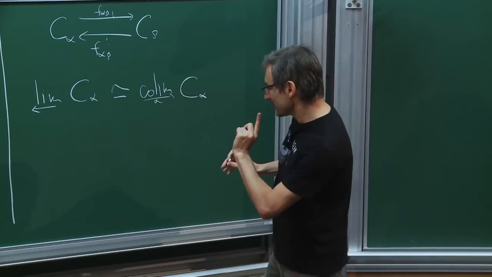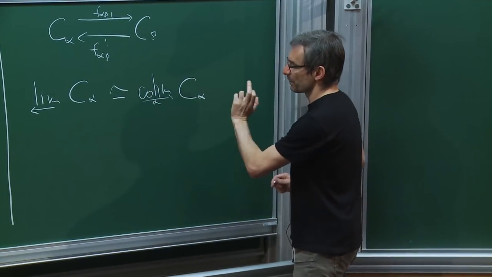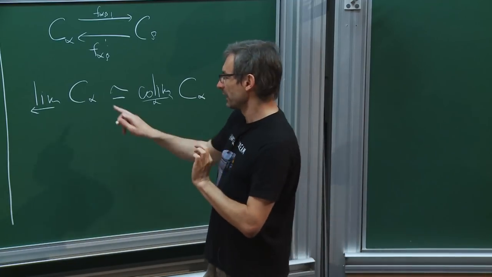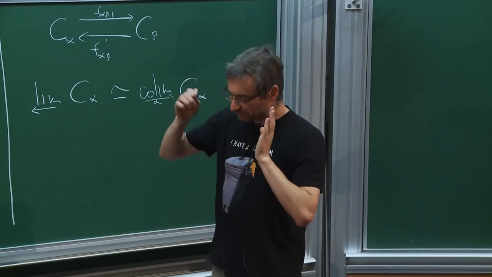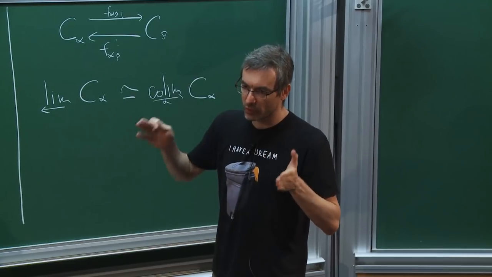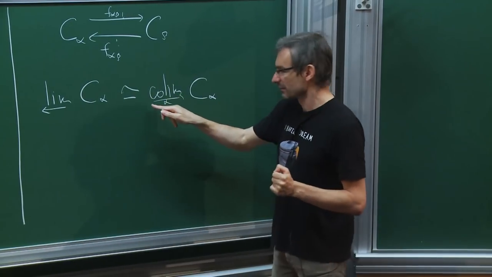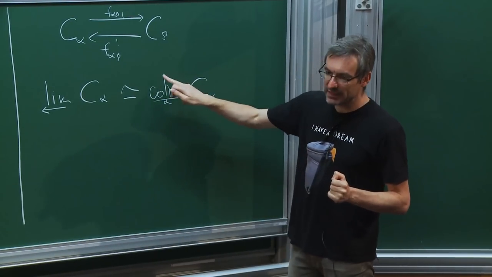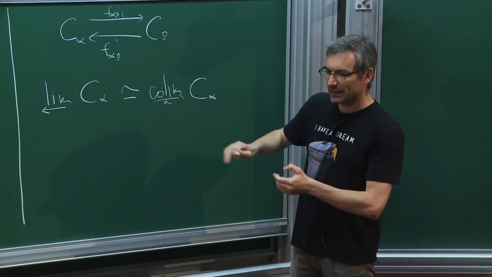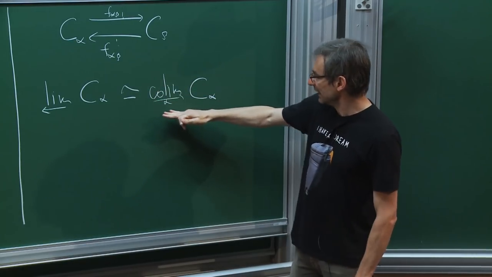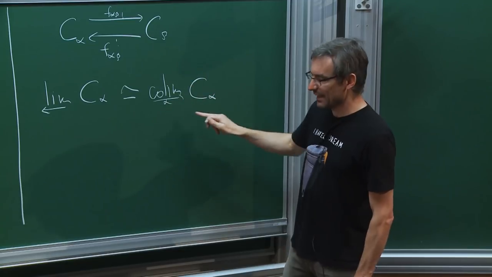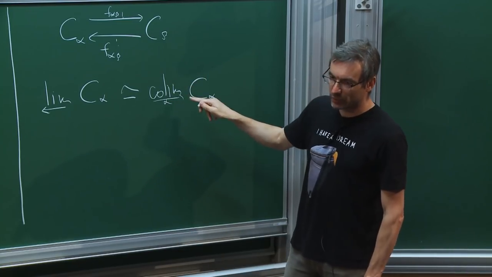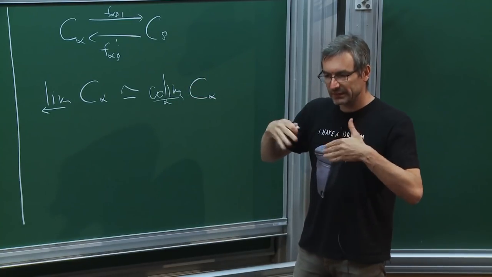Okay, so what I wanted to say is this. Which world are we in? We are in the world of categories that admit all colimits. And this colimit is taking place in that world. So it's colimit, again, taken in the world of categories with all colimits. You can explicitly describe it as follows.